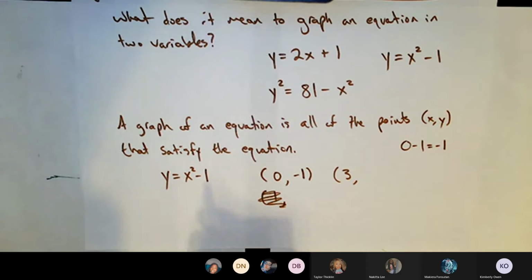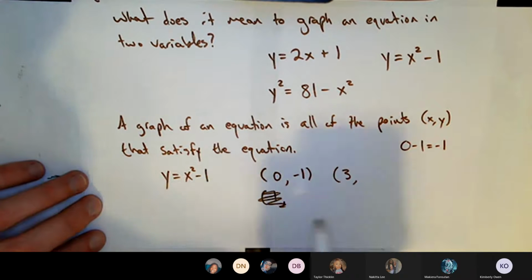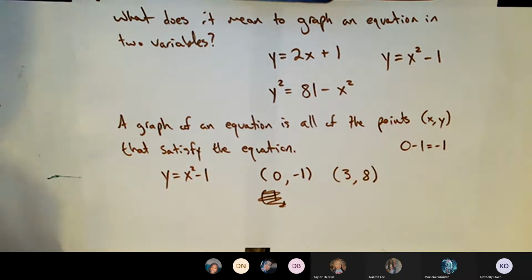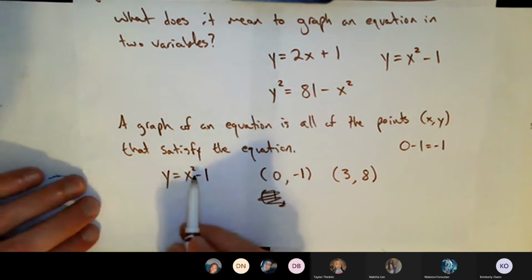What is 3 squared? 6. No, remember, exponent means multiply it by itself. Oh, 9, I'm sorry. So that's okay. So 9 minus 1. It's 8. Yes, so there's another point that satisfies this equation. Oh, okay, I'm sorry. I forgot the whole square root was there. I was doing 3 minus 1. Oh, yeah. Yep.